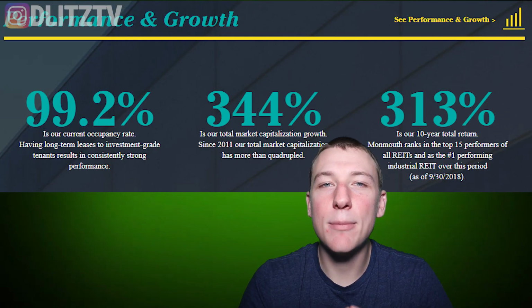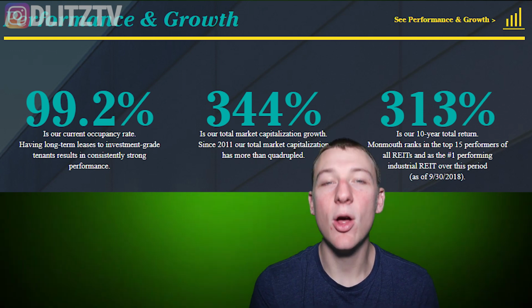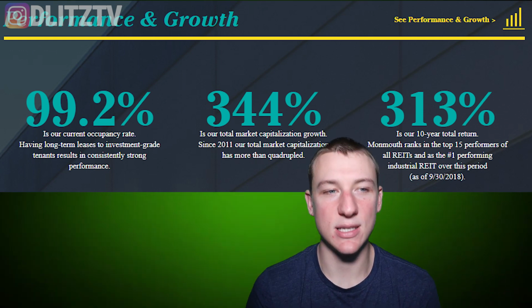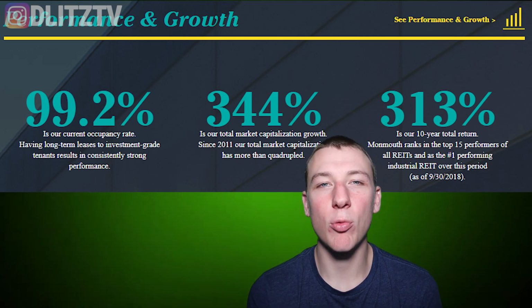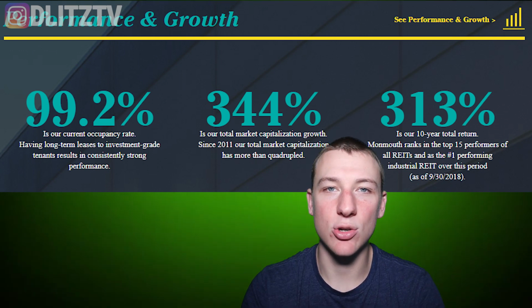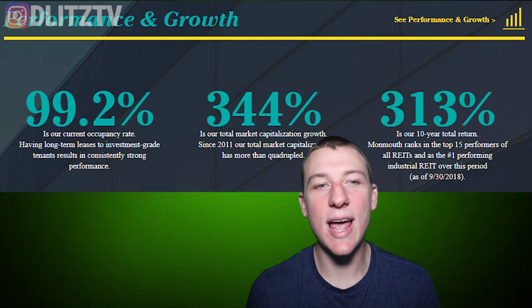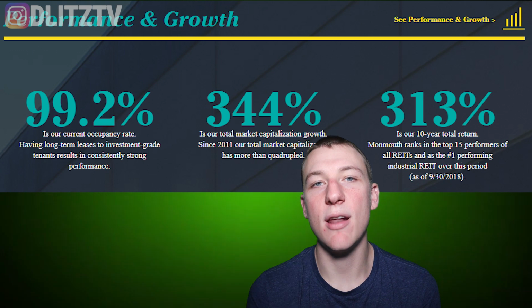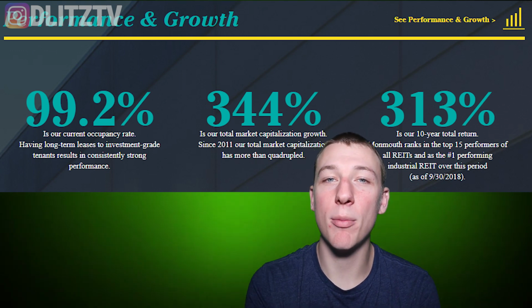Now, FedEx is a huge portion of the revenue that this real estate investment trust actually is able to generate. And that is because they are a large percentage of who is renting the properties from them. So you have these big companies like FedEx, you have Coca-Cola that make up a majority of the percentage that is actually renting from this company. Now, currently, there is a 99.2% long-term occupancy rate with this REIT. So that's awesome statistics to see. And also, since 2011, they've seen a 344% capitalization growth. And then, like I said, over the past 10 years, their return is 313%. It's ranked number 1 for performance in industrial REITs.